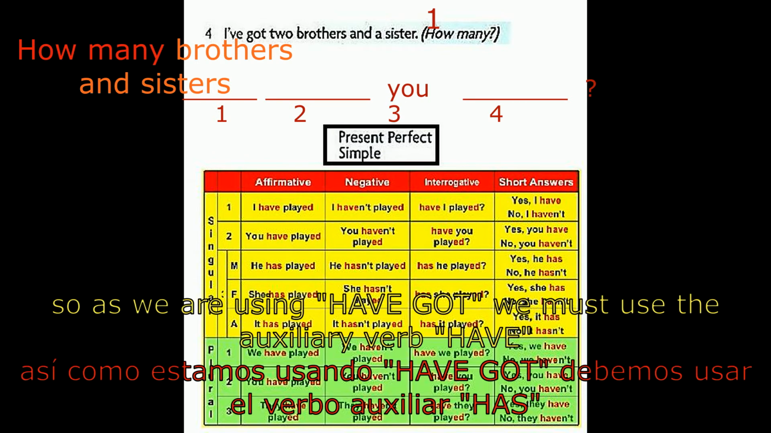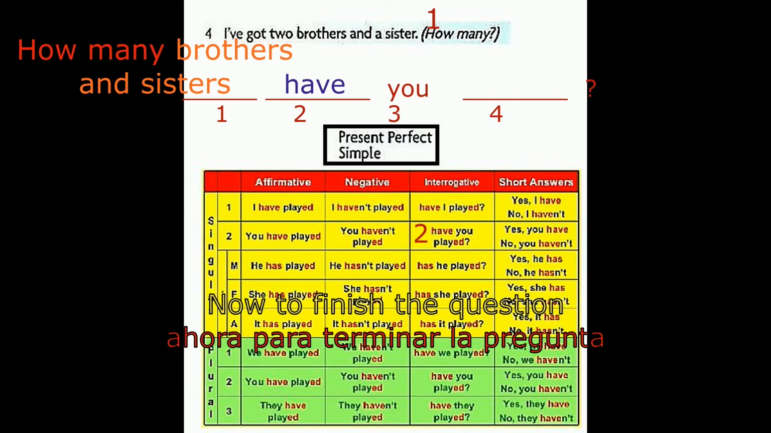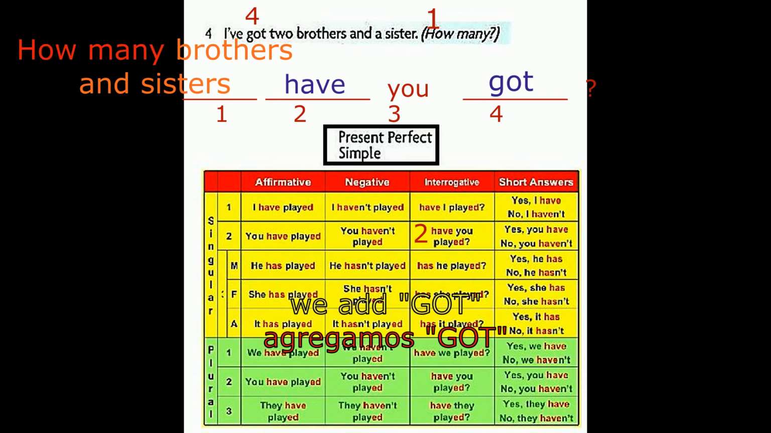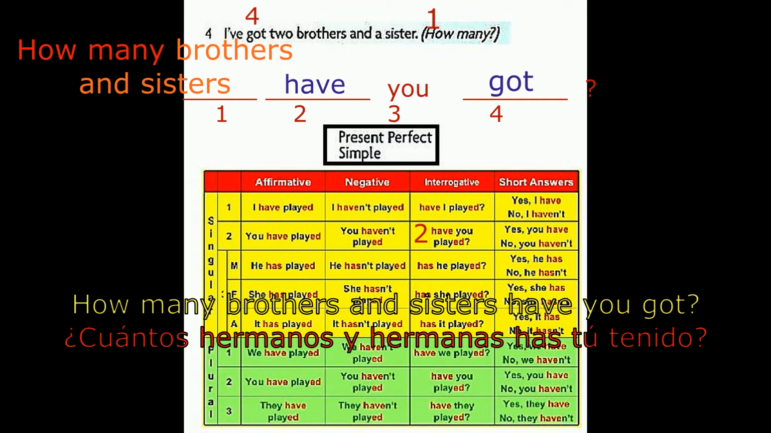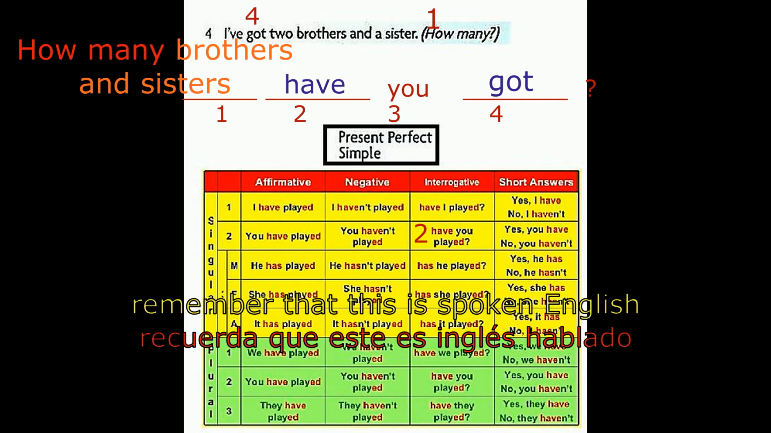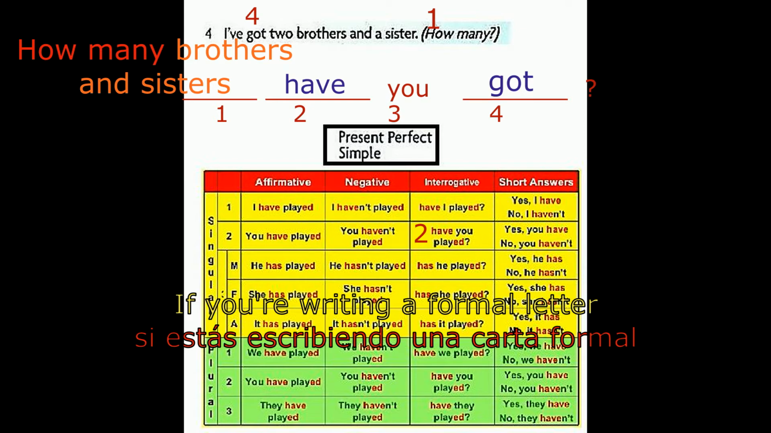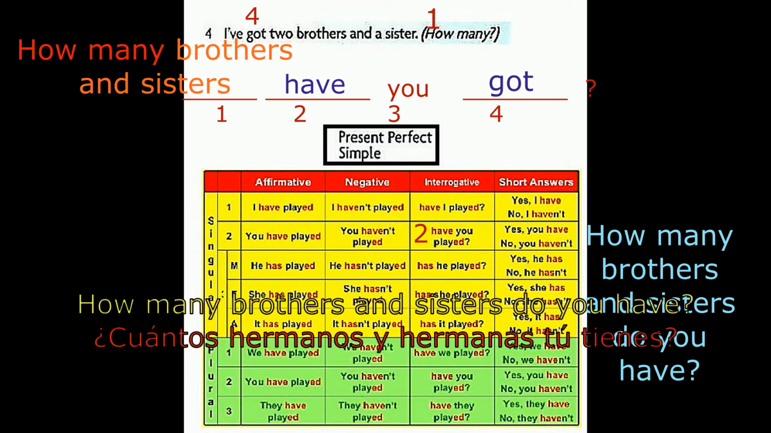As we are using have got, we must use the auxiliary verb have. Now to finish the question, we add you got, and we get the question how many brothers and sisters have you got? Remember that this is spoken English. If you are writing a formal letter, you should ask how many brothers and sisters do you have?